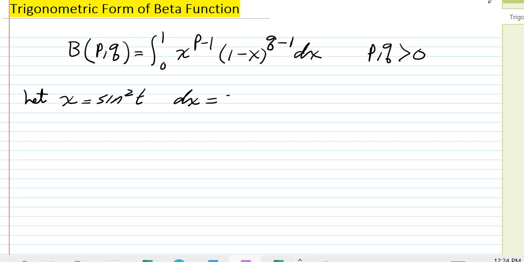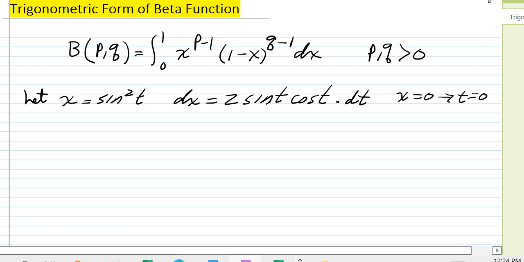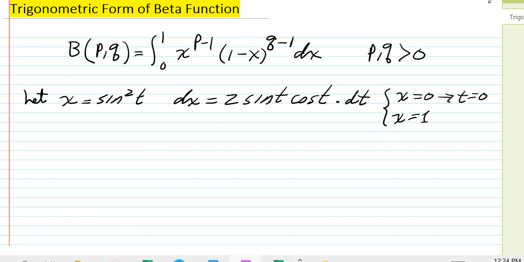So dx is going to be 2 sine t cosine t, right? The power rule brings the 2 in front, and then the chain rule, the derivative of sine is cosine t, and of course dt. Now the limits of integration will be affected by this. When x is 0, sine of 0 is 0, so t would be 0. And at the point where x is 1, that's the domain of the beta function, by the way, from 0 to 1, and of course it's implied by the integral from 0 to 1.